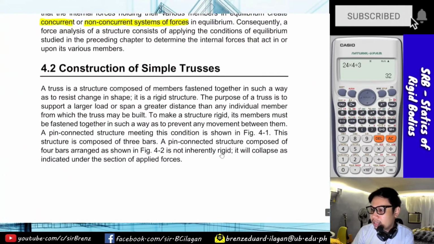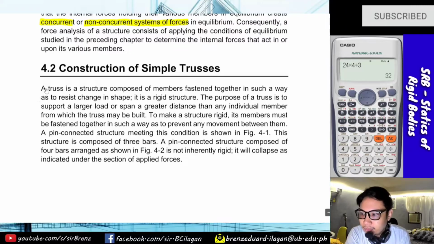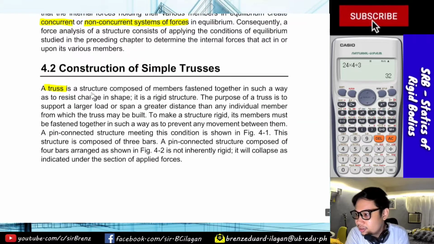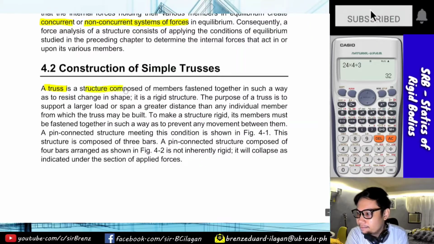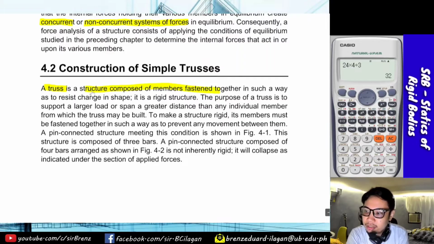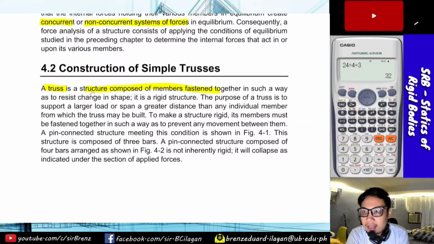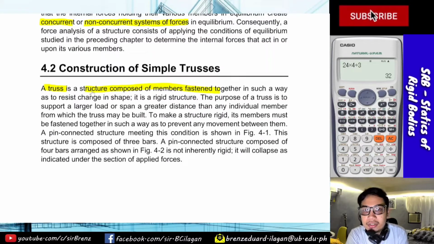So, next, 4.2, construction of simple trusses. Okay? So, ano ba yung truss? Truss, so this is a structure composed of members fastened together in such a way as to resist changes in shape. Usually, guys, isang clue rin para malaman mo if yung isang structure mo is a truss: triangular kasi yung shape niya kadalasan.